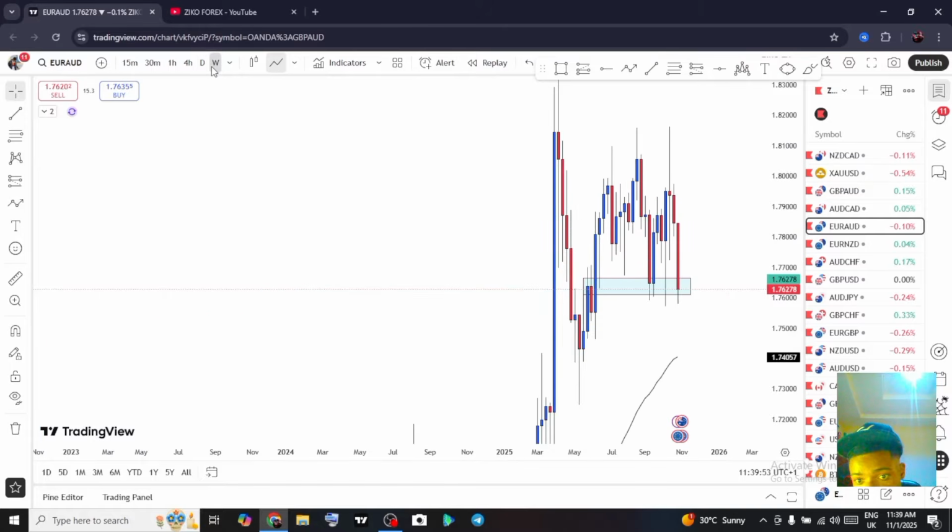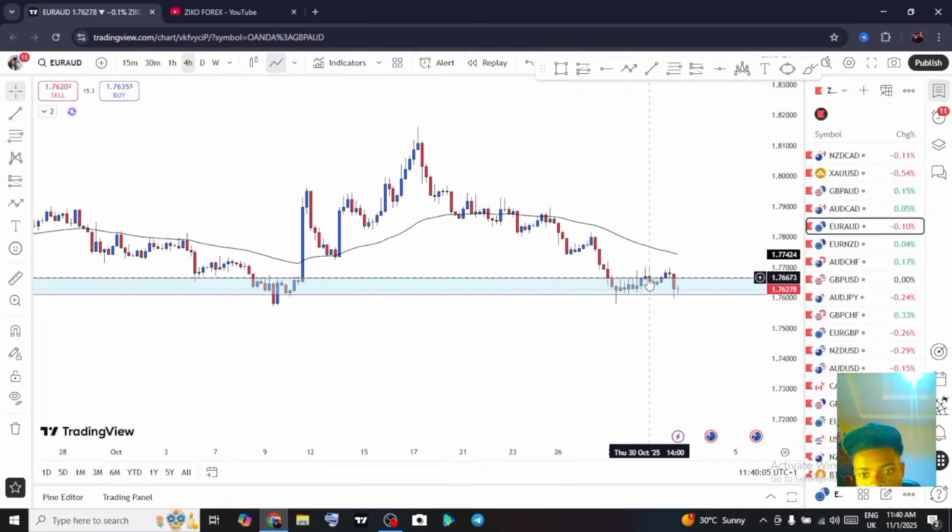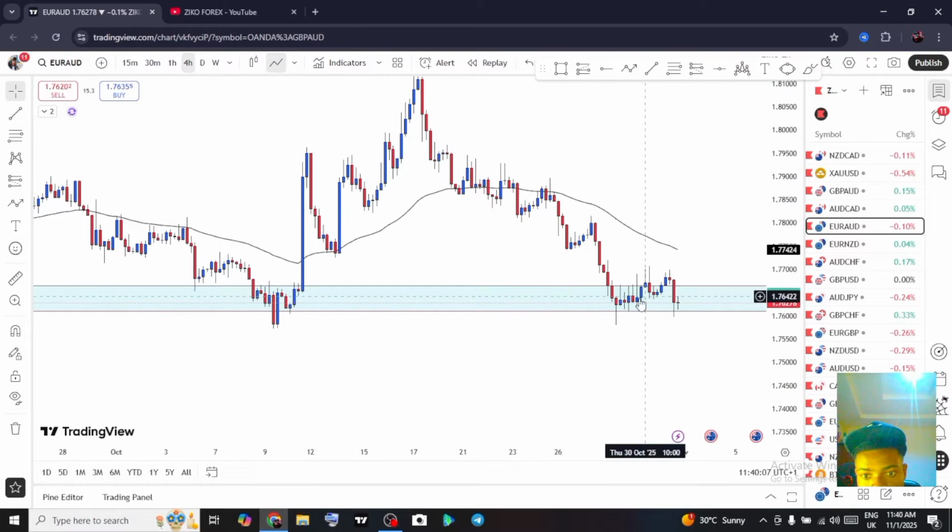Weekly time frame. Weekly time frame is, well, you can call it bullish or bearish, but let's see how the 4 hour looks, right? Now the 4 hour is clearly bearish, right? It's clearly bearish. This is the low and this is the high. So until price breaks above this high, the market will not turn bullish, right?